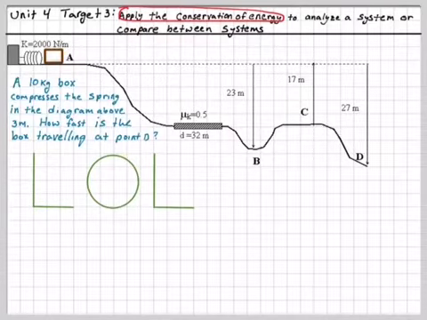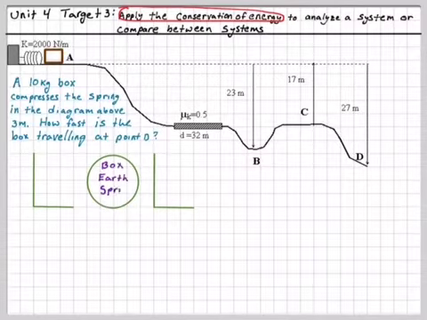What we'll do is start by applying our LOL diagram, and that'll help us think about where energy is in the system, what energy is out of the system, what energy is being added to the system, and what energy is being removed from the system. And as usual, I recommend that you put all the objects in the system that possess or encompass mechanical energy. So in this case, that would be the box, the earth, and the spring.